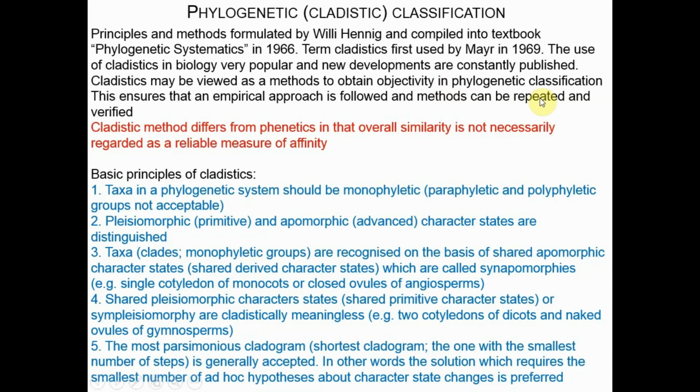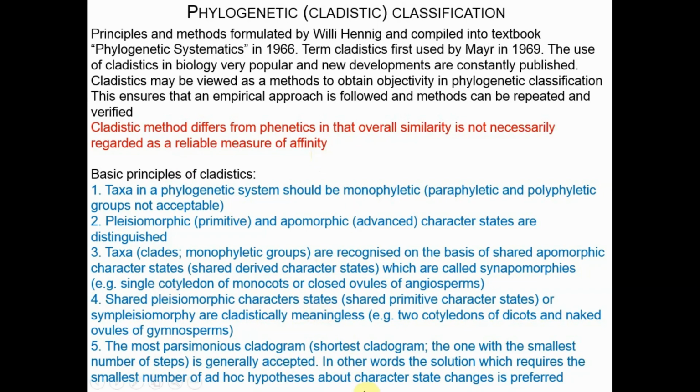So again, similar to the phenetic, which was also for objectivity, and again, an empirical approach that is followed, similar to the phenetic analysis, so that methods can be repeated and verified. Cladistic methods differ from phenetics in that overall similarity is not necessarily regarded as a reliable measure of affinity, because overall similarity can also mean that you have things that are similar because of convergent evolution, for example.